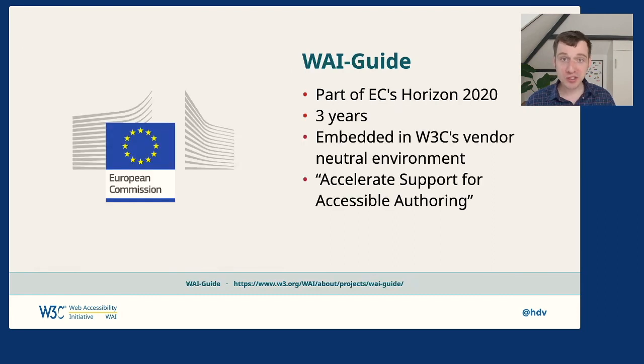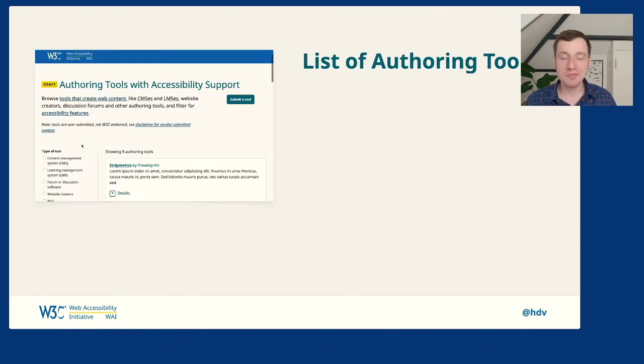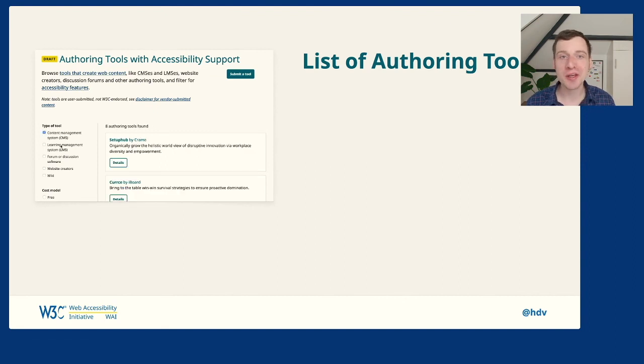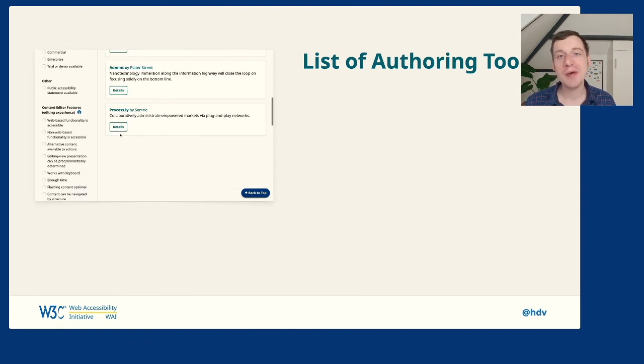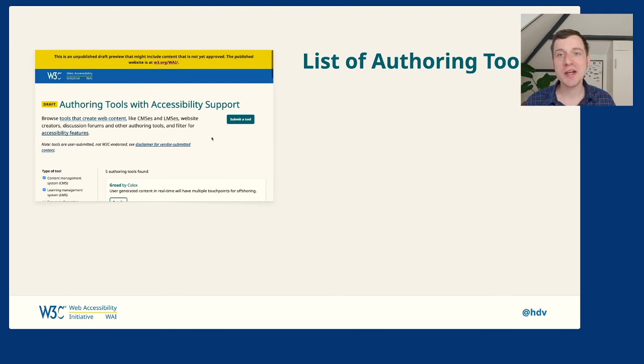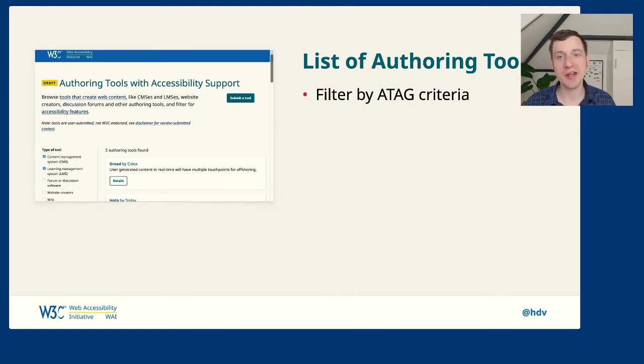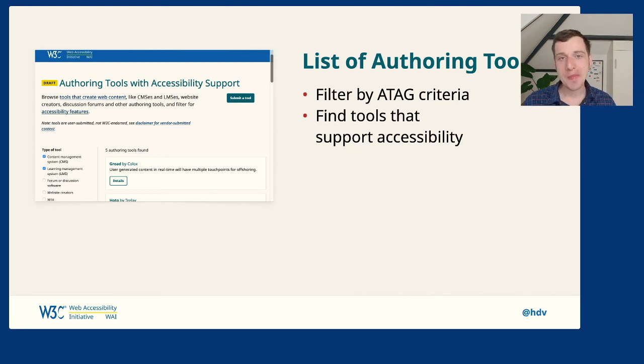Now, something that I'm involved with personally is something called the WAI-Guide project. One thing that we're creating as part of that is to help people use the authoring process that I just outlined. We're really putting authoring tools at the front and center to help you get your accessibility right. We want to help people find tools that support accessibility. So we created a list of authoring tools where you can filter by ATAG criteria and find tools that support accessibility. Now, this is all still dummy data that you can see here. It's not live yet. But we are working on getting our first entries into the list, and if you create a tool that you think qualifies for this, that has accessibility support and that meets one or more of the ATAG criteria, do get in touch. I'd be interested to hear from you.